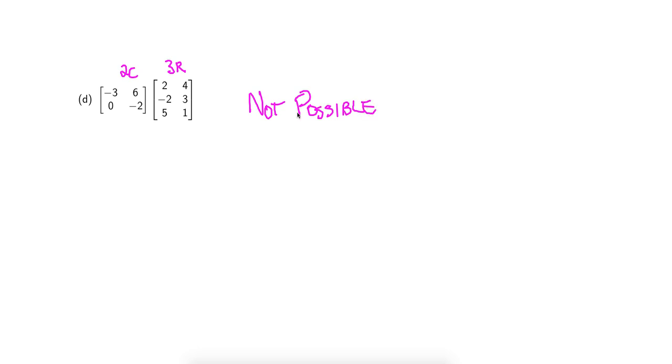If we tried to proceed, we would split this up and we would see that for this i hat, we have this extra 5 here, and there's nothing to multiply it by. So again, it's always important to check that the number of columns of the first matrix equals the number of rows in the second. If that's not the case, such as in this example, it's simply not possible.